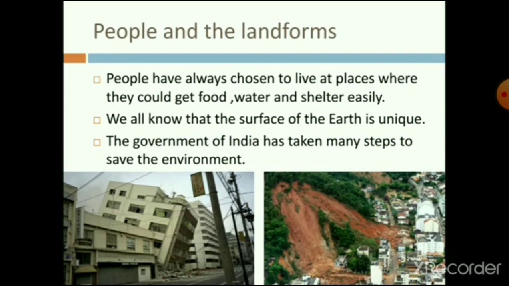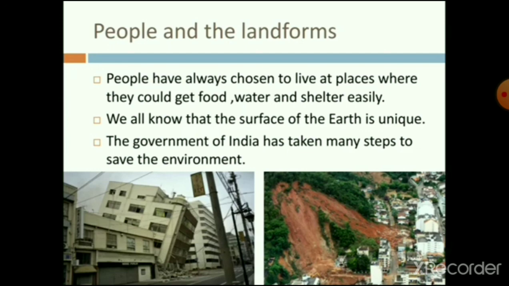People and landforms. Last point is people and landforms. People have always chosen to live at places where they could get food, water, and shelter. They also live in high mountains, in jungles, and in deserts. In deserts, life is difficult, and therefore people want to migrate to places where they can live a comparatively easier life. This leads to people migrating to towns and cities in search of jobs and livelihood. Towns and cities are therefore getting highly populated.